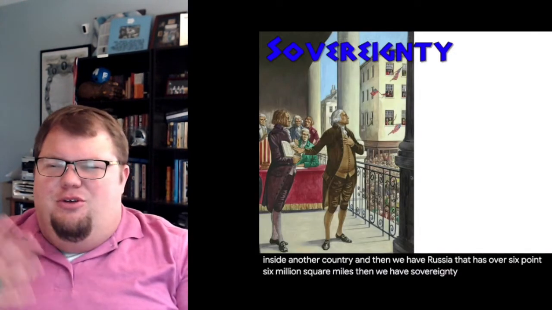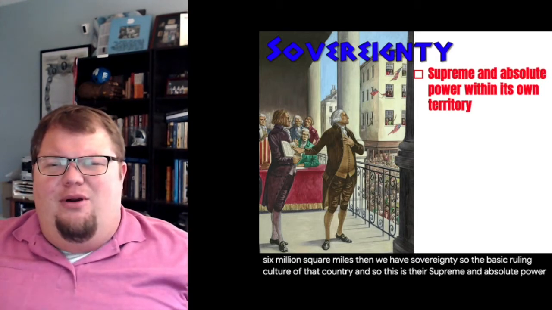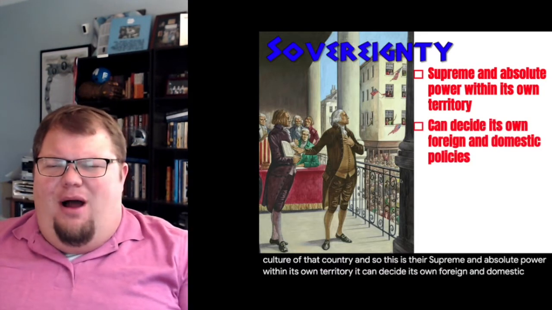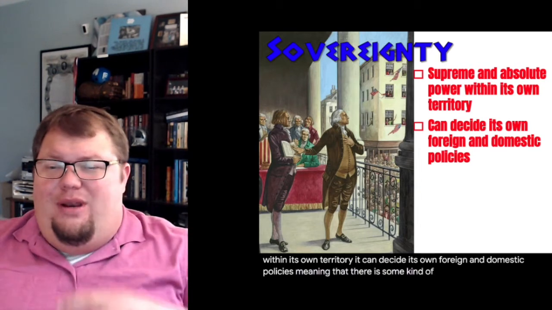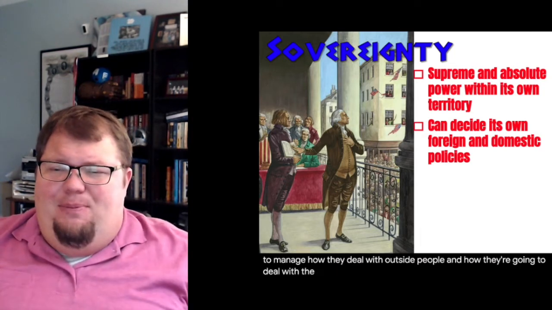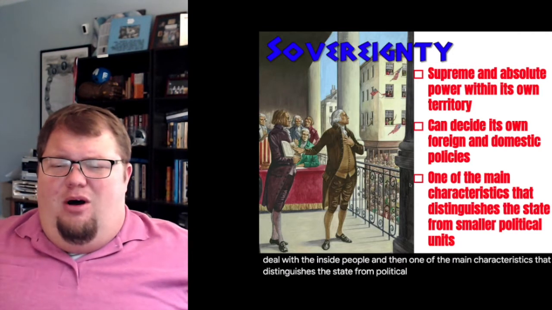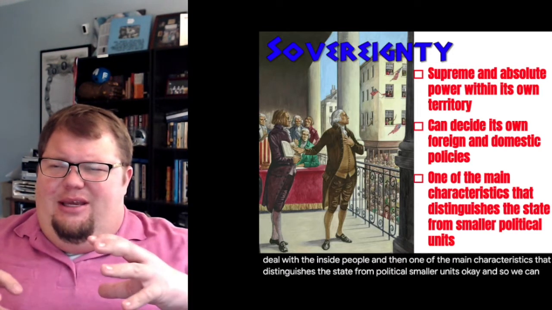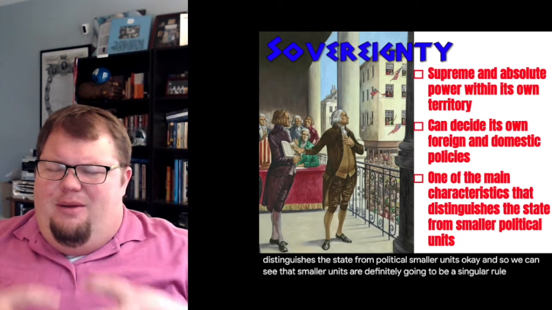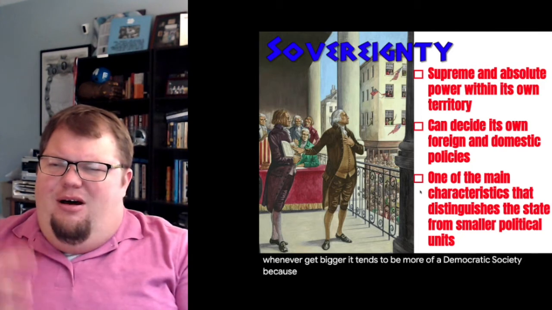Then we have sovereignty, so the basic ruling culture of that country. It is supreme and absolute power within its own territory. It can decide its own foreign and domestic policies, meaning that there is some kind of rule in how they're going to deal with outside people and how they're going to deal with the inside people. And it's one of the main characteristics that distinguishes the state from smaller political units, okay? Smaller units are definitely going to be a singular rule. And then whenever you get bigger, it tends to be more of a democratic society because of the people's needs.